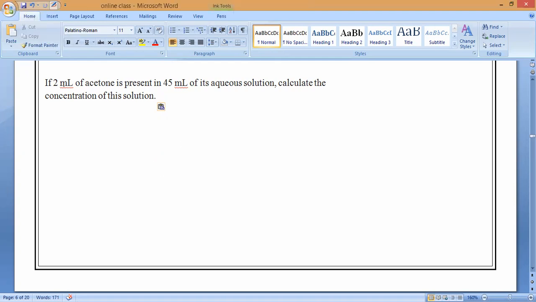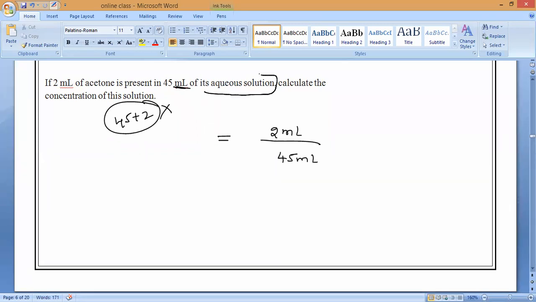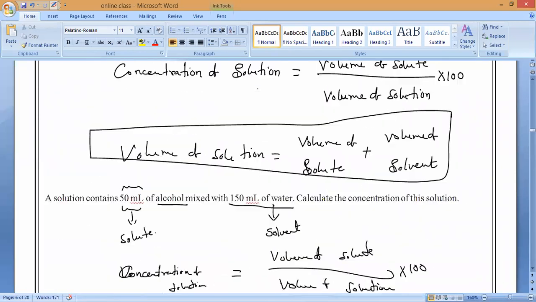Omar, why are you taking this much time? Akilan also, you have to solve fast. So concentration of solution is equal to 2 ml divided by 45 ml. Why am I not taking 47, adding 45 plus 2? It is wrong, because it is already given as solution. In the previous question, they gave only solvent and solute, so we added them to get the volume of solution.